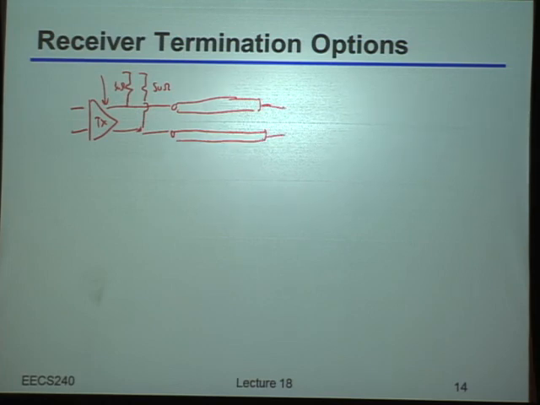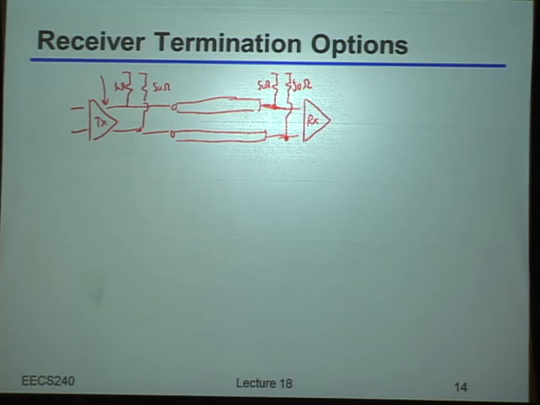Then on the receive side, it turns out that the most common way to terminate the receiver is again just to use 50 ohm resistors. And for the sake of simplicity, let's also assume that we're just going to tie those 50 ohm resistors also to VDD. So again, a very, very common way of building this.